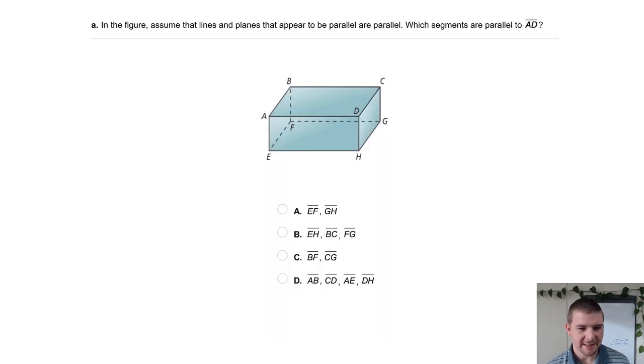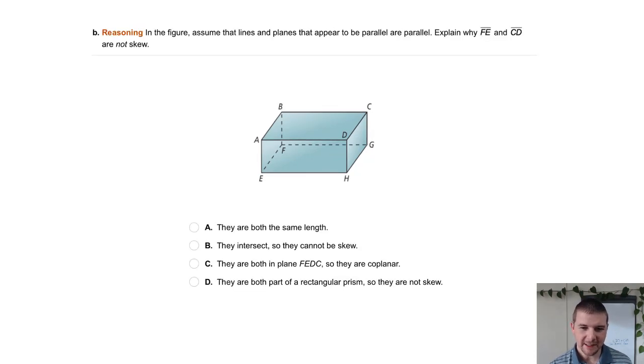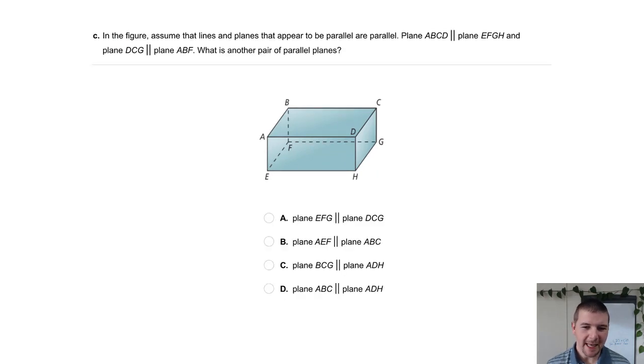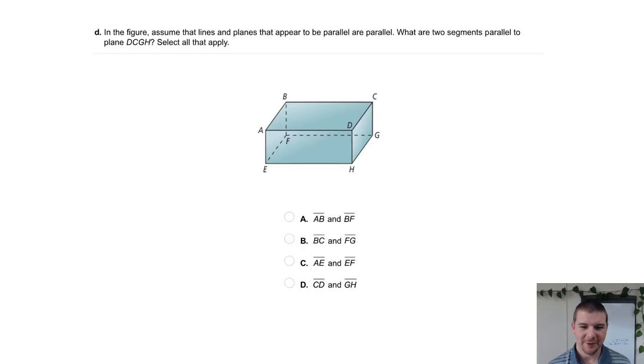Your turn, and there'll be a series of questions. In the figure, assume that lines and planes that appear to be parallel are parallel. Which segments are parallel to AD? Explain why segment FE and segment CD are not skew. Plane ABCD is parallel to plane EFGH, and plane DCG is parallel to plane ABF. What is another pair of parallel planes? What are 2 segments parallel to plane DCGH? Select all that apply.